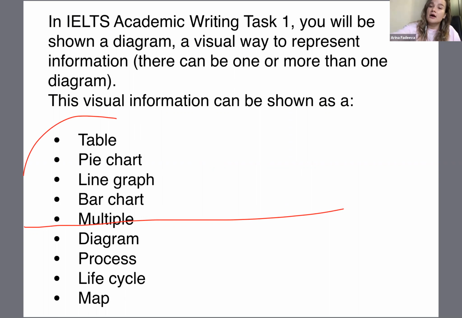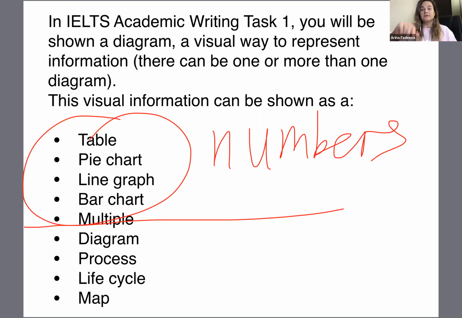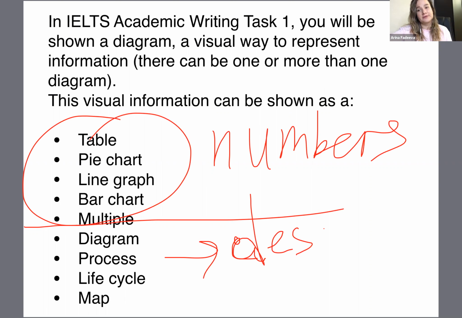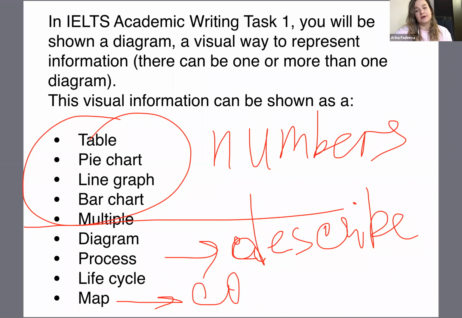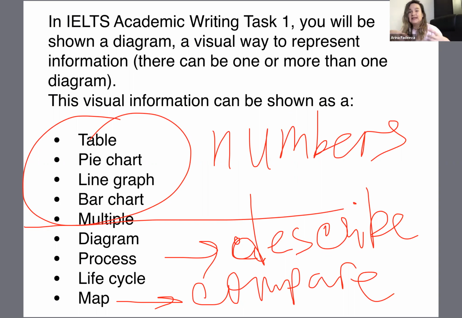So I usually divide these tasks into two groups. These are about the numbers, okay? Usually you deal with numbers and certain vocabulary here. These, usually you describe something here, like a diagram, a process, a life cycle. In maps, you just compare. So it's a little bit different because you need different language here for comparison or description of a process.